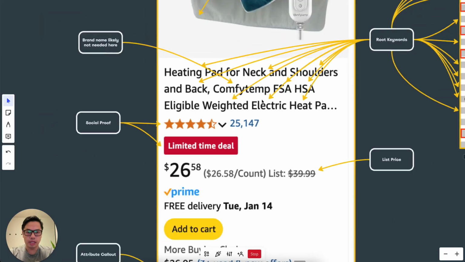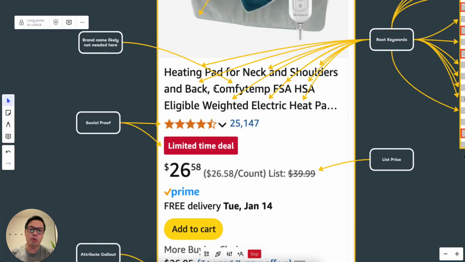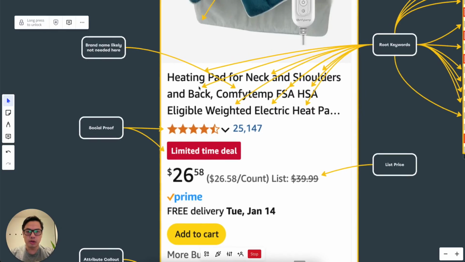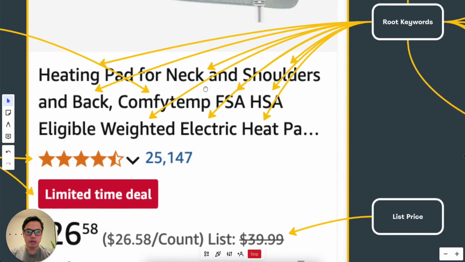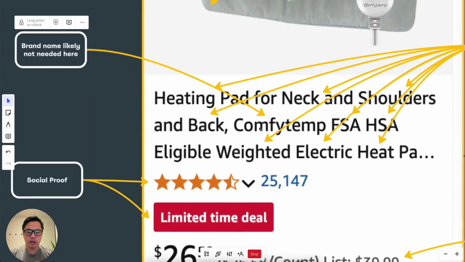Let's jump over to the title. What's important with the title is the first 60 characters. You want to be viewing this product in mobile as well as desktop and try to understand what words are showing up. So we want this to be feature rich, but also root word rich. Just the title alone, you have the main keyword here for neck and shoulder and back. I chose the brand. I don't think having the brand in here is doing anything for them.